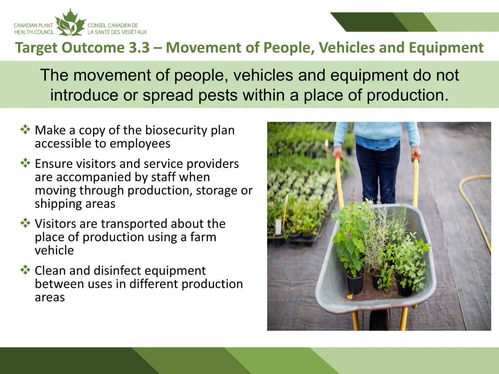Ensuring visitors and service providers are accompanied by farm staff when moving through production, storage, or shipping areas. Limiting access to restricted areas to authorized personnel only. Transporting visitors within a farm, using a farm vehicle. When this is not possible, off-farm vehicles and equipment are cleaned prior to entry into the place of production. And cleaning and disinfecting equipment between uses in different production areas. To minimize cleaning of equipment, strategically sequence activities. For example, all tools used for pruning plants should be disinfected before use and between crops or different sections within the place of production, especially if a pest is present.